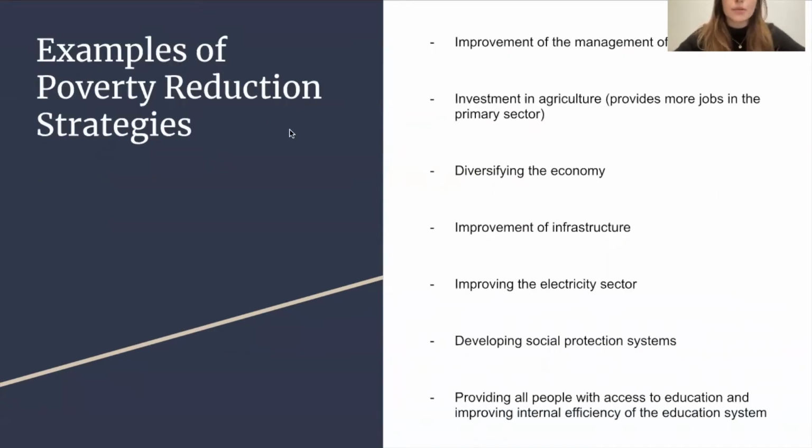Some examples of poverty reduction strategies are the improvement of the management of natural resources, investment in agriculture, which provides more jobs in the primary sector, diversifying the economy, improvement of the infrastructure, improving the electricity sector, developing social protection systems, and providing all people with access to education and improving internal efficiency of the education system.